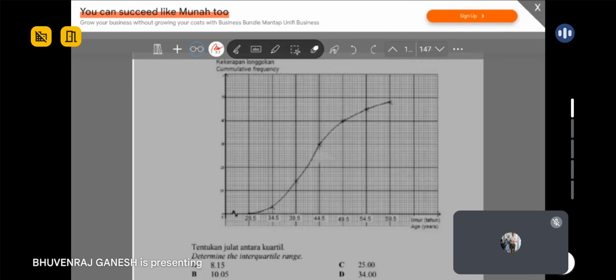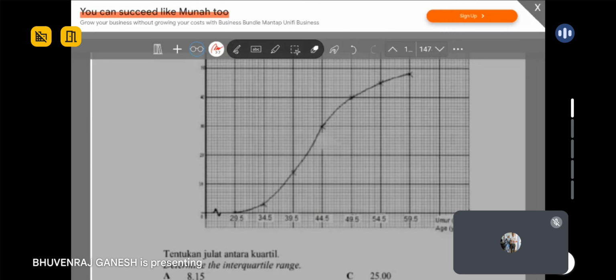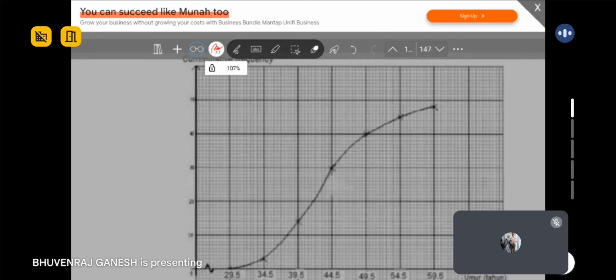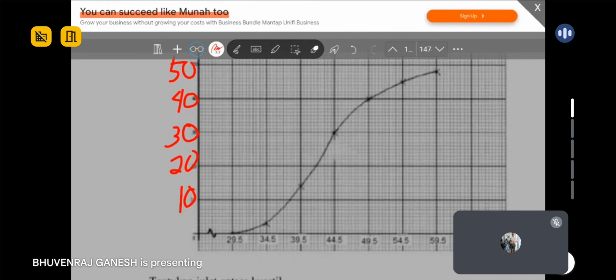Okay, so we come back to the ogive, guys. Okay, same type of question. They ask you to count the interquartile range. Cari julat antara kuartil. Okay, so you guys try to see lah. Okay, cuba nampak. Let me try to write clearer. Okay, this one is 10, 20, 30, 40, 50. Okay. So the question is find the IQR. Cari julat antara kuartil.